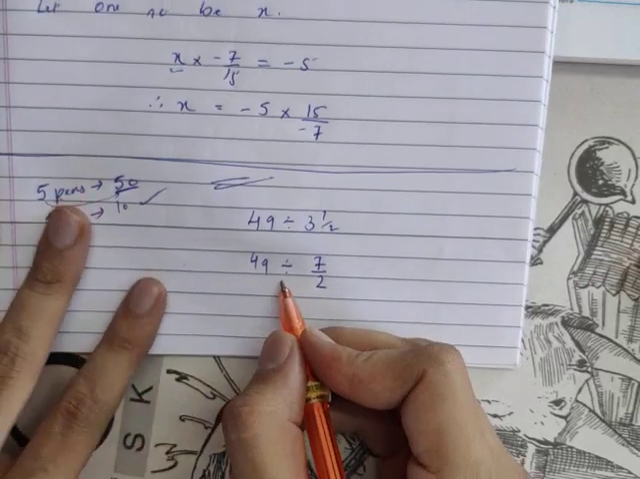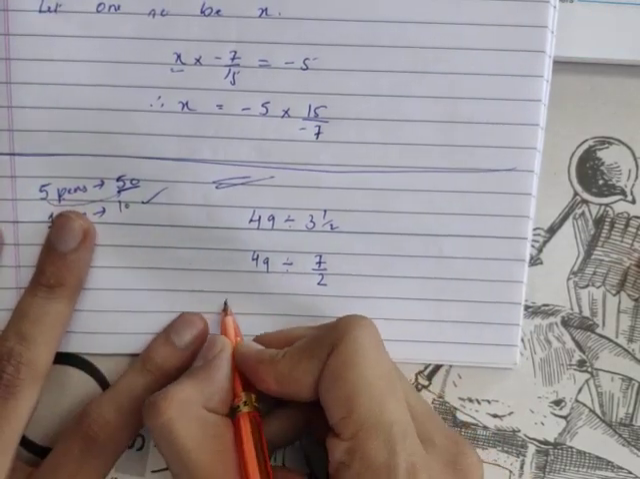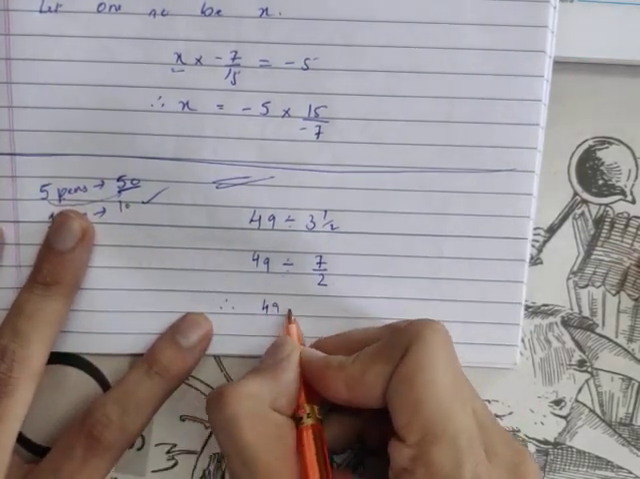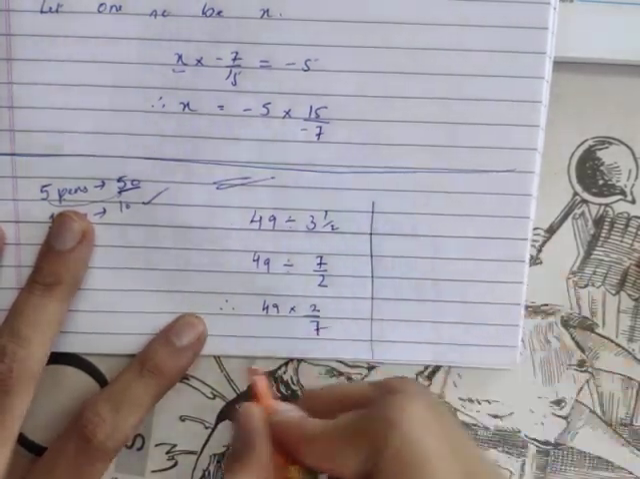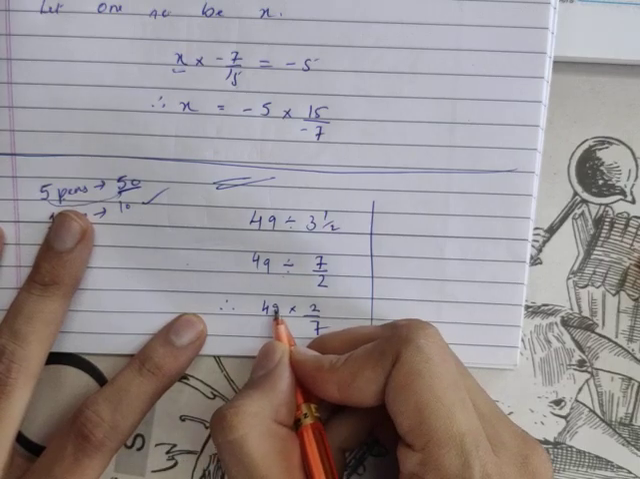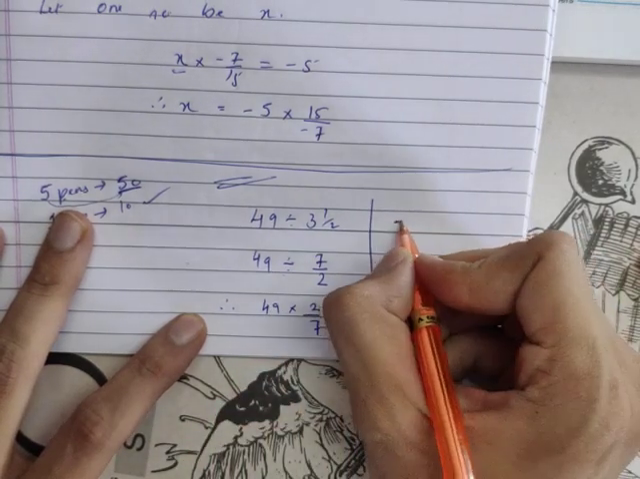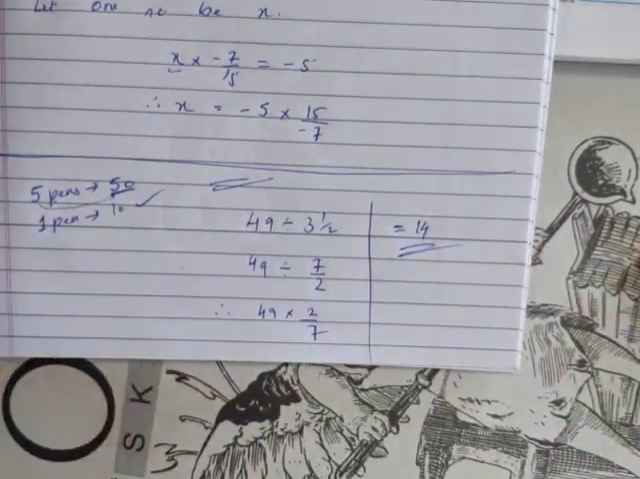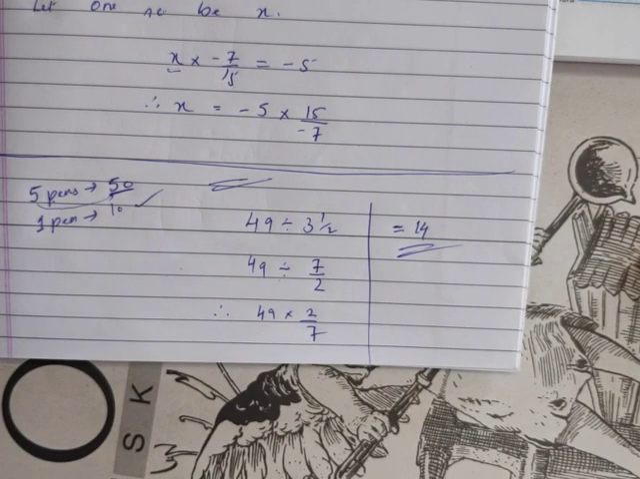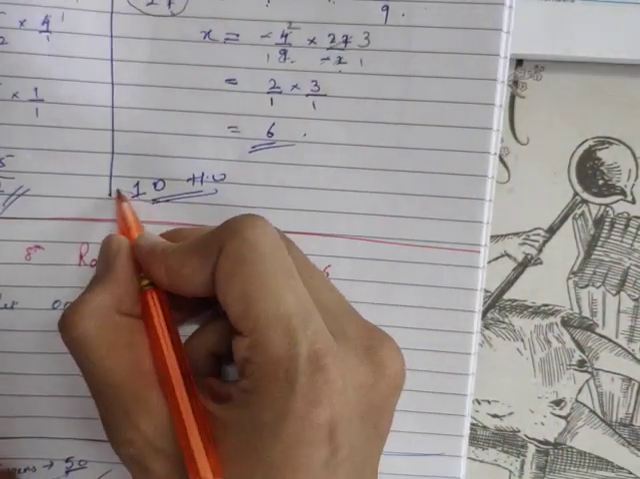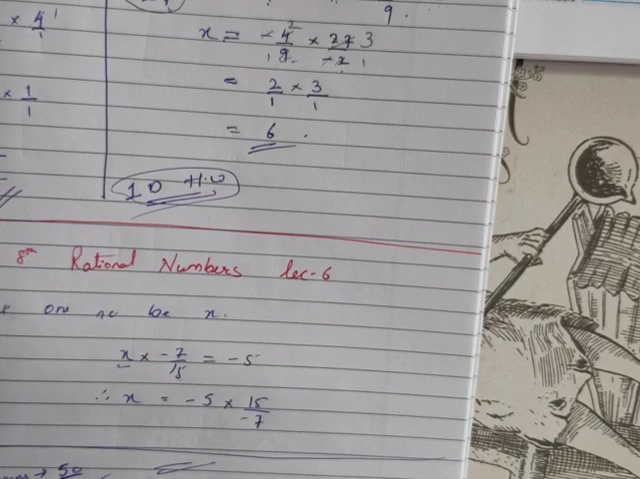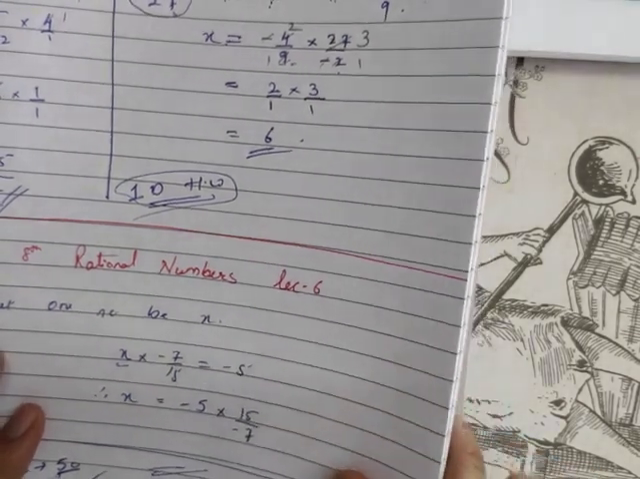Okay, now division sign I can convert to multiplication. So therefore, I'll say 49 multiplied by 2 by 7, which I'll solve. 7 1s are 7, 7 7s are 49. So 7 into 2, answer is 14. Everybody? Simple? Nice. With this, I'm pretty sure 1D homework exercise of last lecture can be finished easily. Let's go ahead a bit.